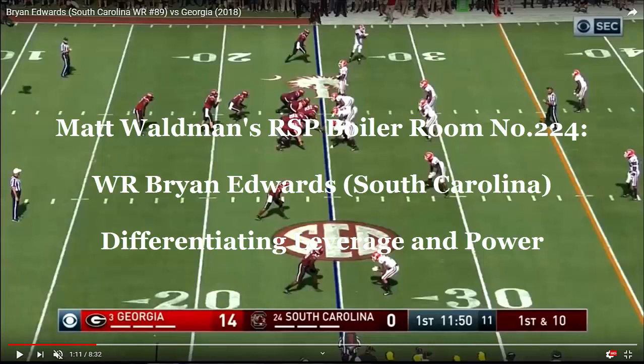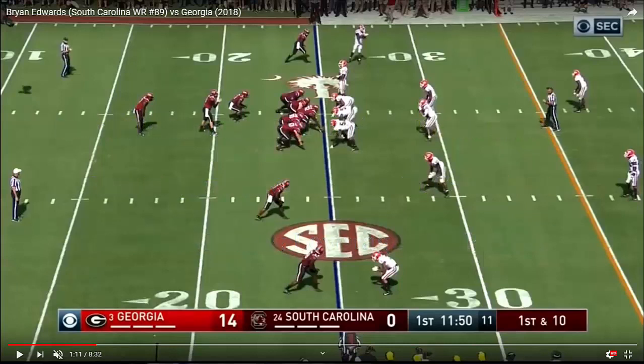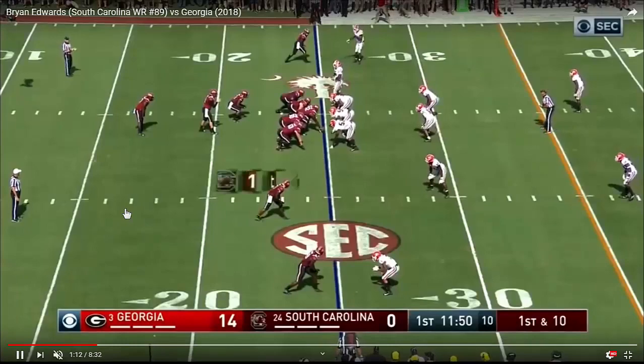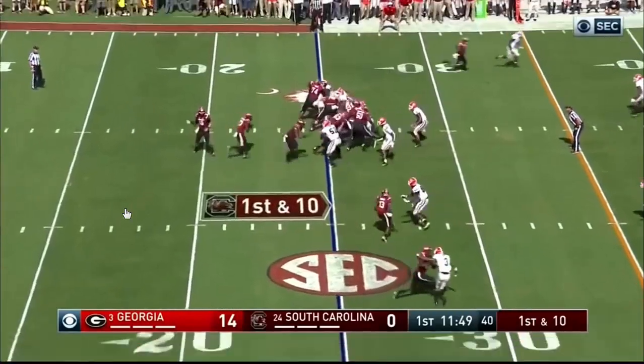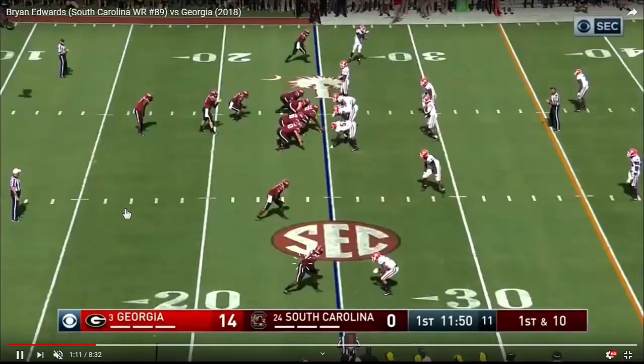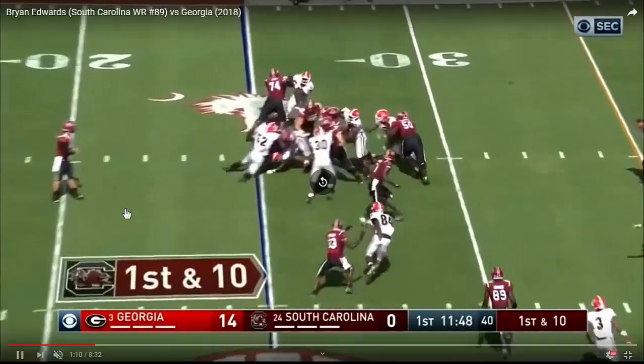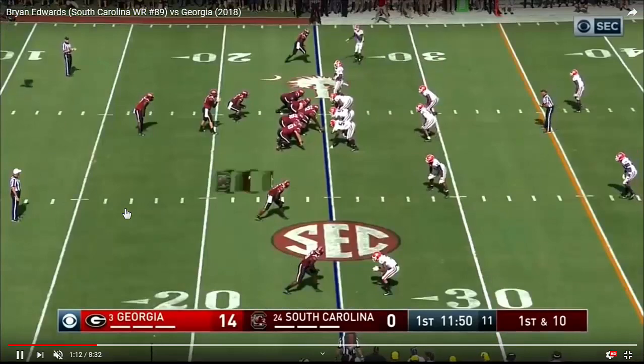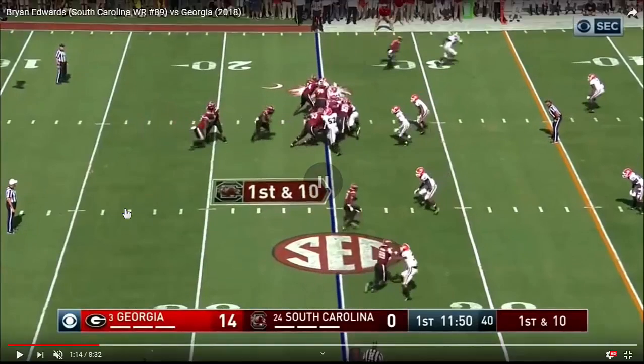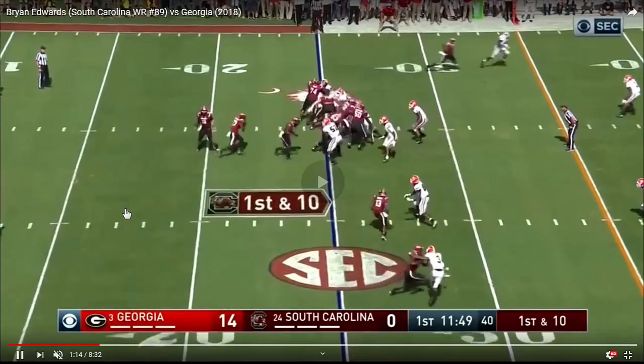We're going to take a look at the difference between leverage and power, featuring wide receiver Bryan Edwards. He's at the bottom right here. He's 6'3", 220 pounds. He's a big dude. So usually you think of power when you think of a big wide receiver. Is he a powerful player? Certainly he does have strength, and we're going to showcase this. But we're going to show you the differences between leverage and power, and also how they work hand in hand.